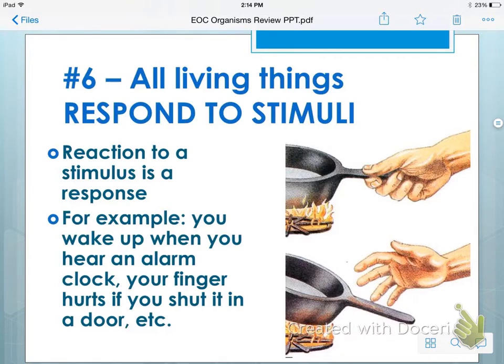All living things respond to stimuli, so reaction to a stimulus is a response. Like in this picture, you touch a hot pan, you're going to pull your hand back because it hurts, or you wake up when an alarm clock goes off. Those are all responding to stimuli.